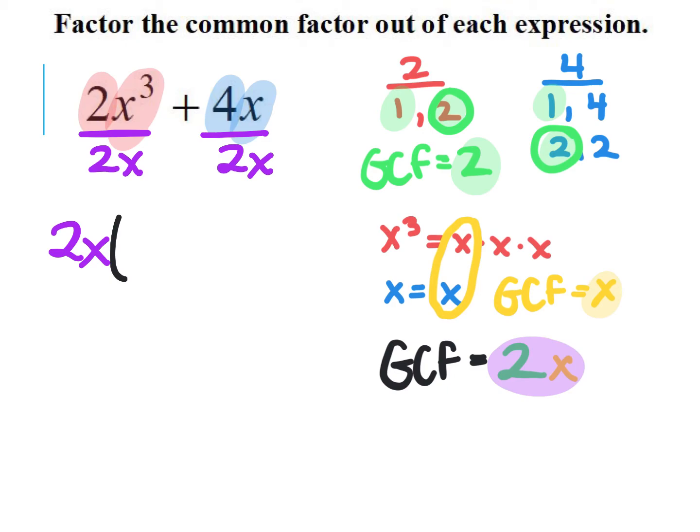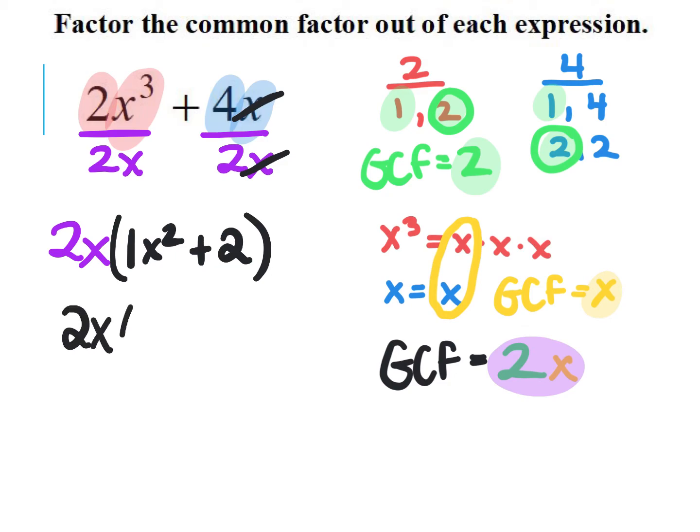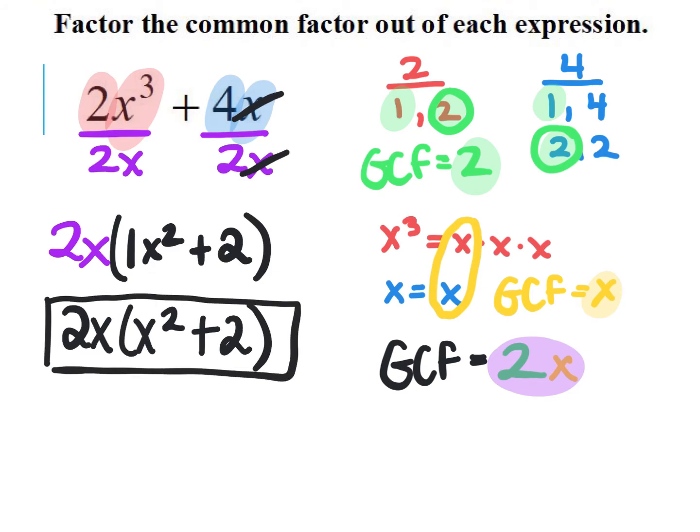So 2x divided by 2x is just 1, and x to the third divided by x, as I'm taking away 1x, so it's x squared. Then 4 divided by 2 is 2, and these x's cancel out, so my expression is 1x squared plus 2, and I don't really need to include the 1, so it's really just 2x times x squared plus 2 as my final answer.